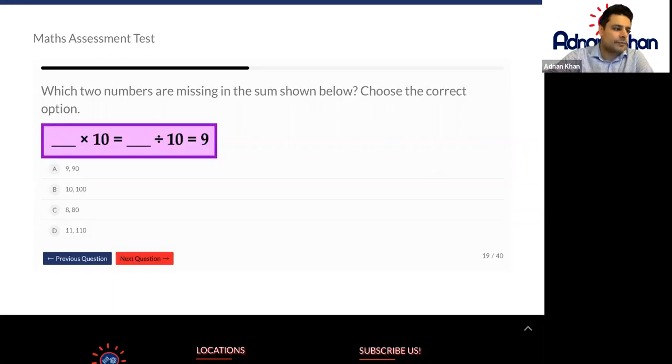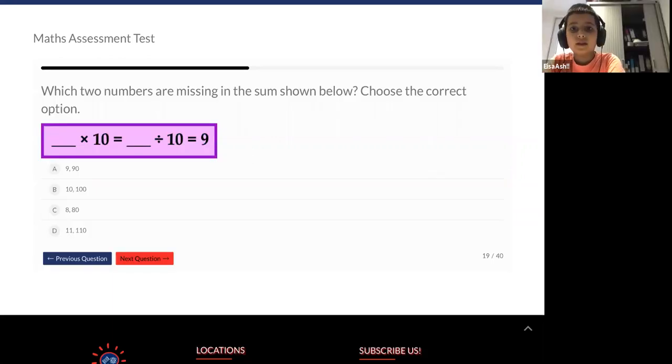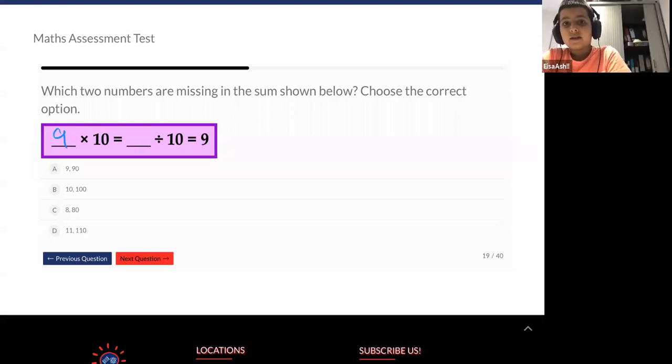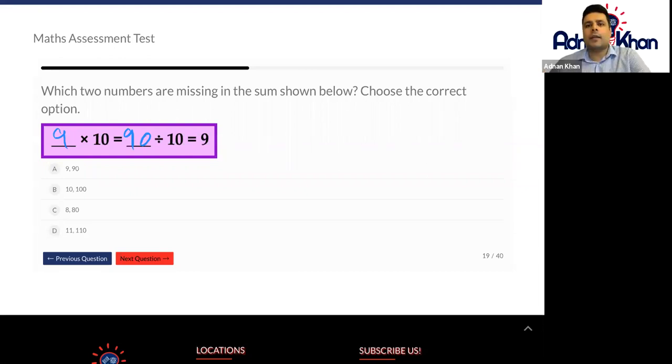Let's have a look at this one. So it would be something times 10 equals something divided by 10 equals 9. So 9 times 10 would be 90. Yep, and then 90 divided by 10 will be 9. So you've got a double equation happening here in these questions. So we'll go for 9 and 90 in this case. Very good. Thank you, Isa.